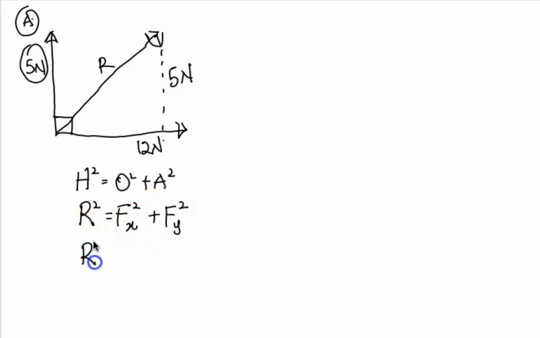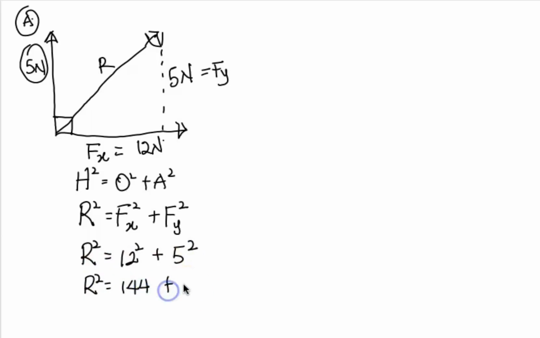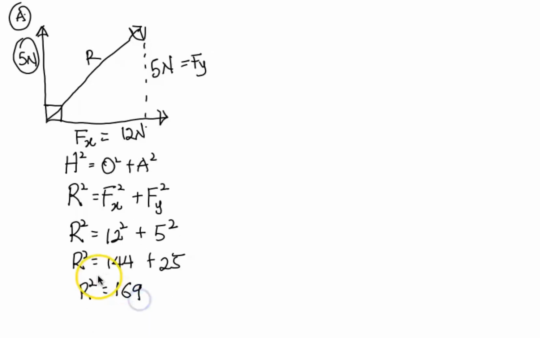So in this case, our resultant square will be, now this is the force acting along the x-axis. So this right here is the force acting along the y-axis. So the Fx is 12 square plus the Fy is 5 square. Now 12 square will give us 144 plus 5 square gives us 25. Now when we add up 144 and 25, we are going to end up having 169.